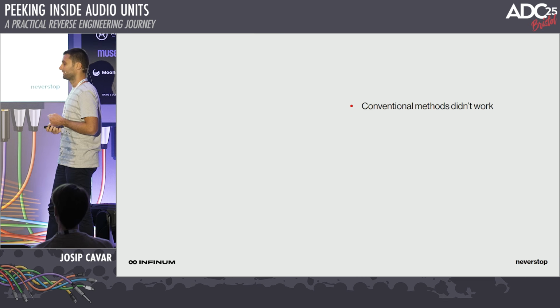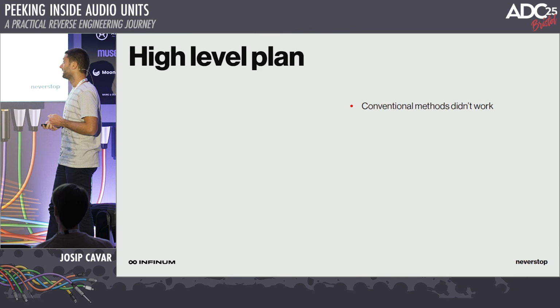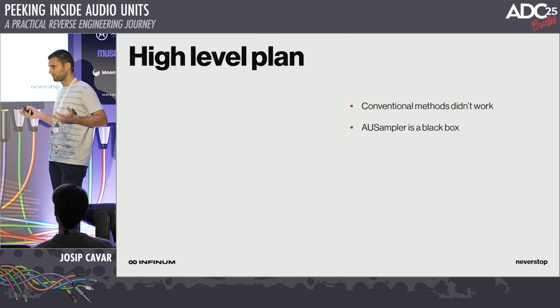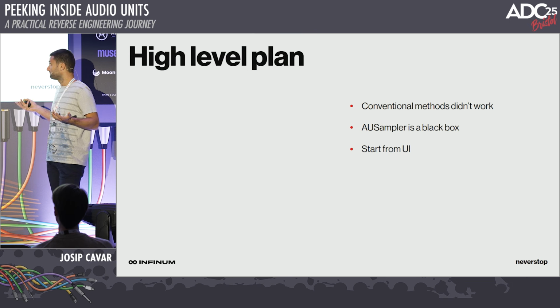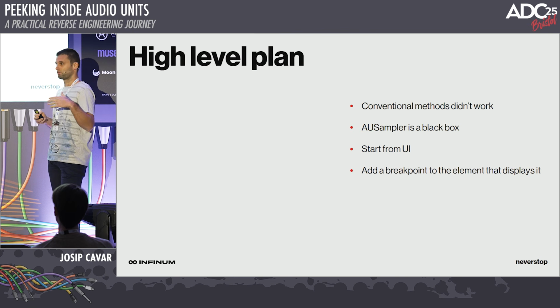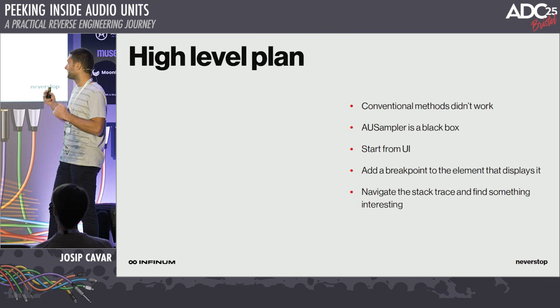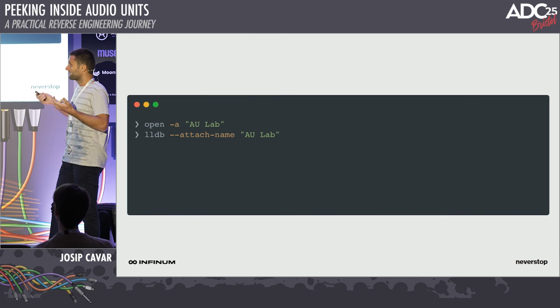So first, what I did is look in documentation and official headers, but unfortunately, there was nothing there. So I made some kind of high-level plan. And the plan was, since AUSampler is really a black box for us, one thing that is exposed to us is UI, and we can start from there. So what we will do is we'll find a label that displays this voice count. We will add a breakpoint to when this label is being updated. And then we'll navigate the stack trace and hopefully find something in that stack trace that might be of interest to us. So let's get started.